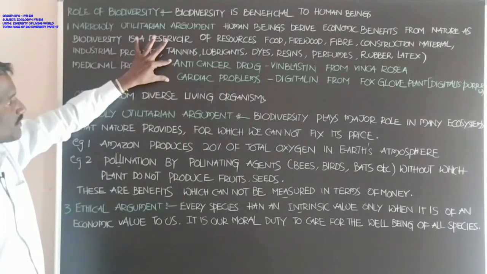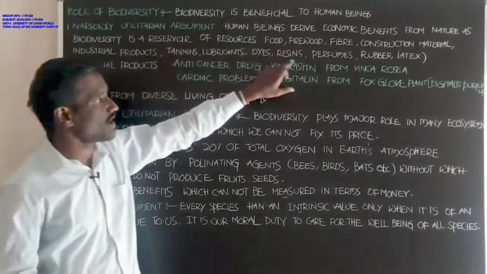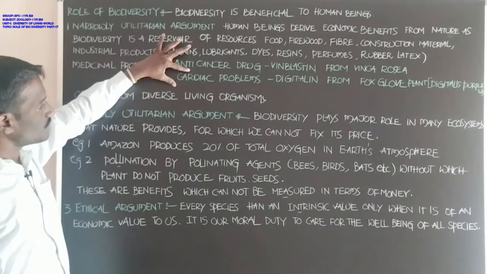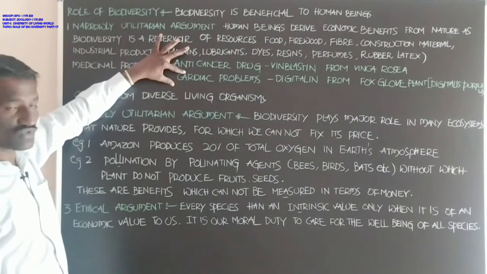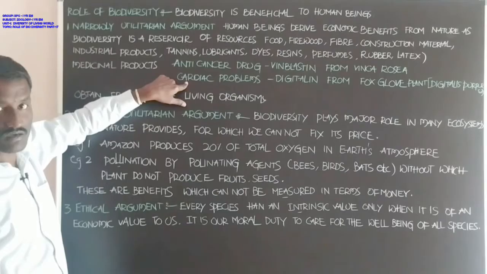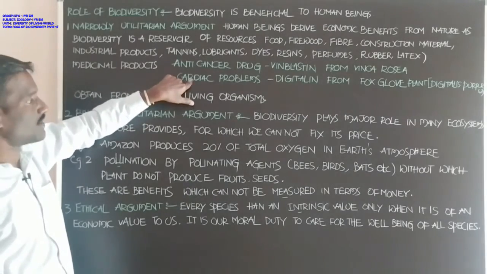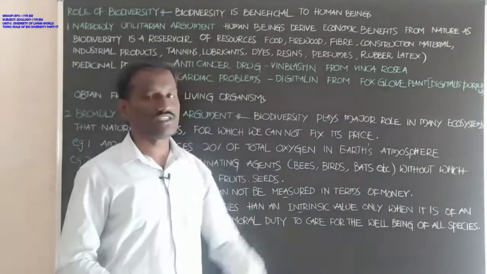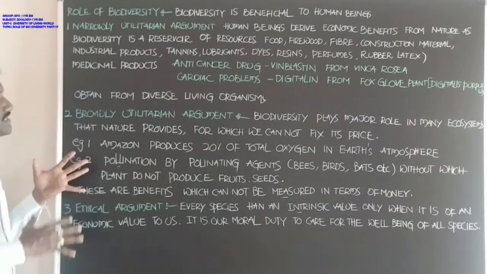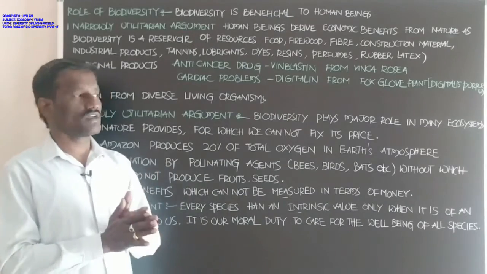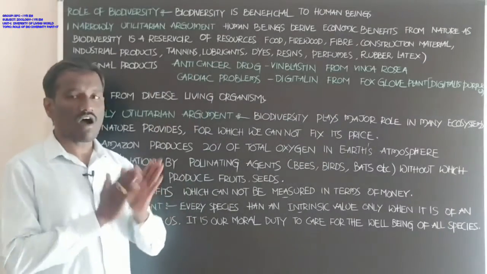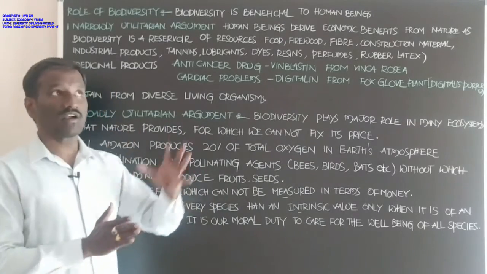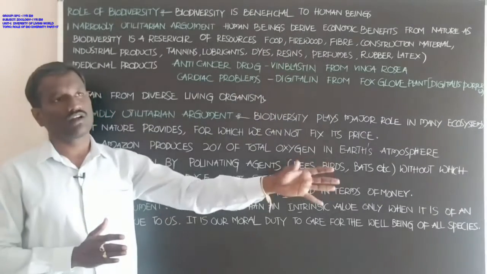These two are very important, students. Anti-cancer drug vinblastine from the Vinca rosea plant. Next, which one is used in cardiac problems? Cardiac means heart, circulatory problems, heart problems. Digitaline from the foxglove plant, scientific name Digitalis purpurea. These are the medicinal drugs and other resources available from biodiversity. These are obtained from diverse living organisms.